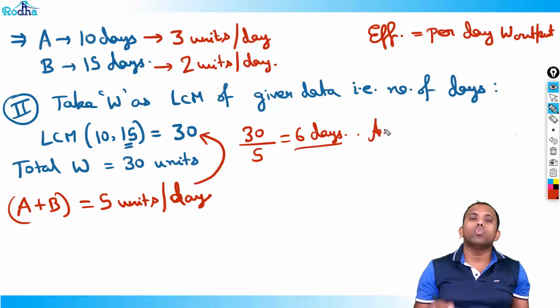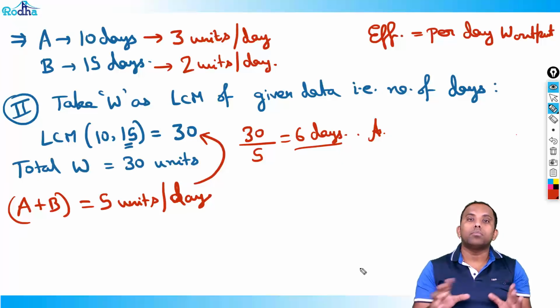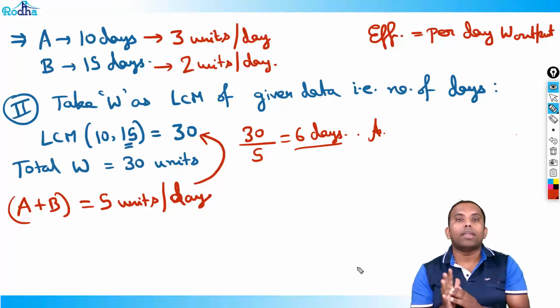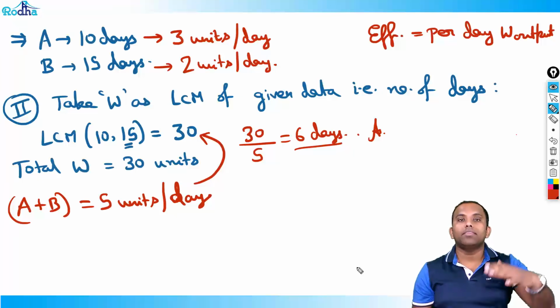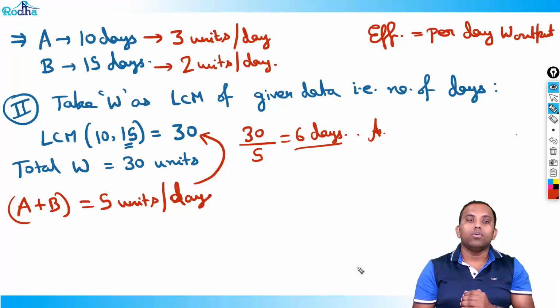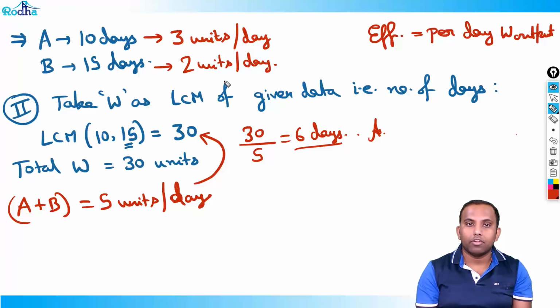Now this method is so fast, because you'll see in tougher questions it is so fast. Just take the LCM of the numbers, that is the total work. Get the efficiency of A and B, here 3 and 2. A plus B combined is 5 units per day. So they'll do the work in 6 days. Now I'll show you its application.